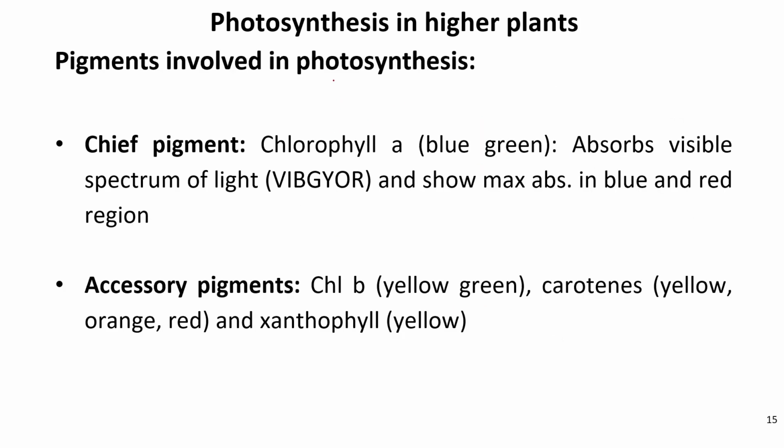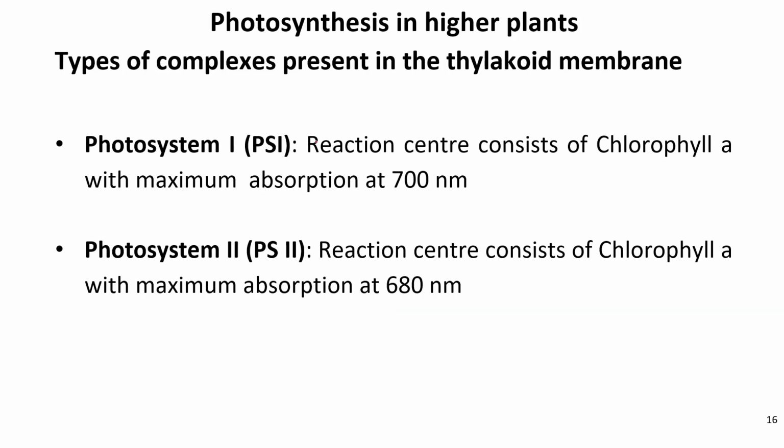Now, let's talk about the pigments involved in photosynthesis. The chief pigment, or the primary pigment, is always chlorophyll A, which is blue-green in color. It absorbs the visible spectrum of light, meaning VIBGYOR, and shows maximum absorption in the blue and the red region. The rest are called accessory pigments, which include chlorophyll B, which is yellow-green in color. Then we have carotenes, which are yellow, orange, and red. And then we have xanthophylls, which are yellow in color.